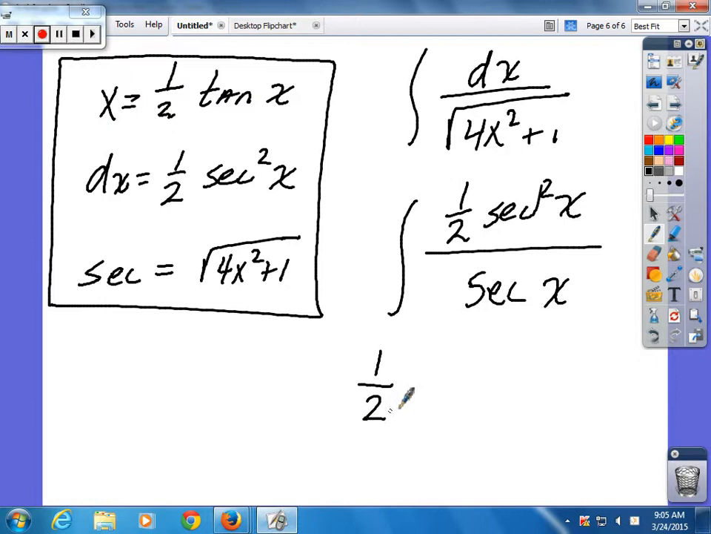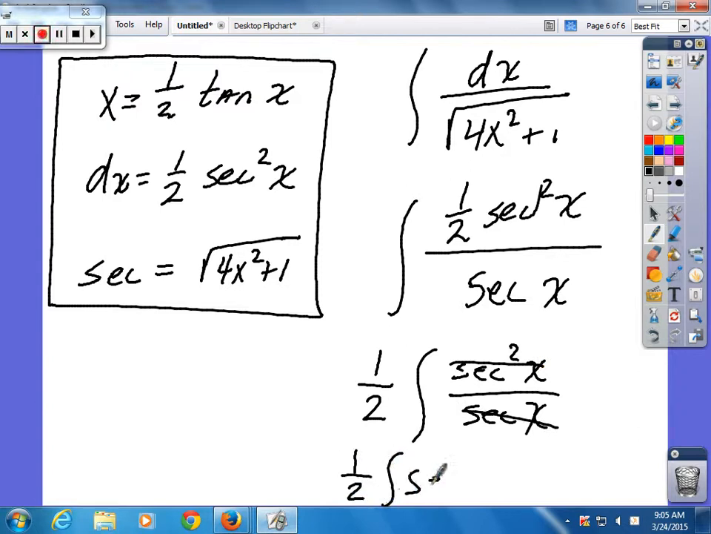1/2 comes out, and that gives you secant squared of theta over secant of theta. And of course, that cancels. And 1/2 antiderivative of secant of theta. And y'all help me out. What is the antiderivative of secant? So that'd be 1/2 the absolute value, wouldn't it, of secant plus tan.